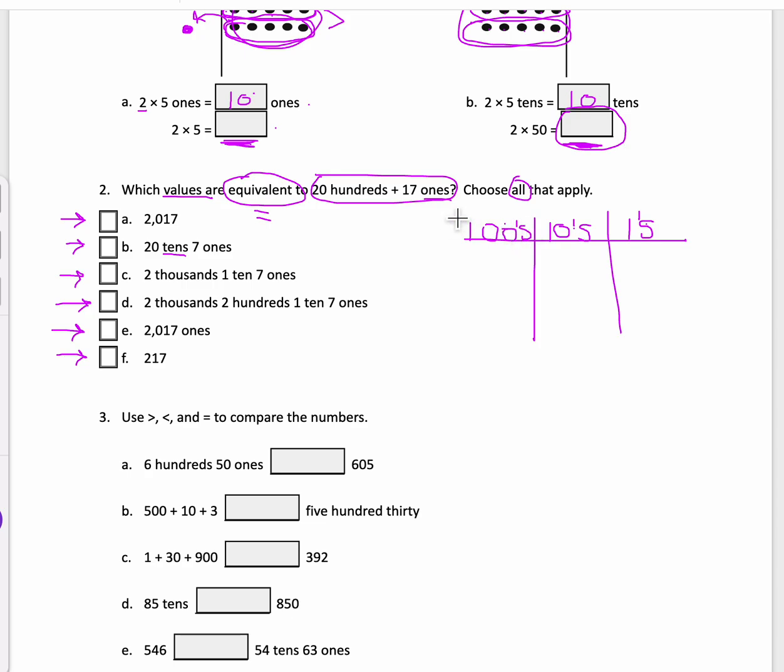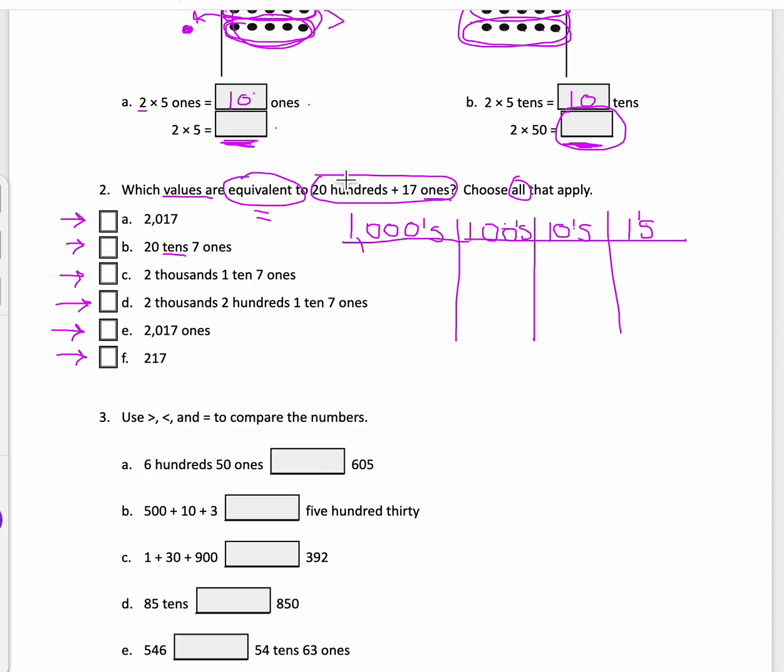Might be safe if you go ahead and use the thousands place. So I might need to extend that out here and then write the thousands place. So if you could plug in 20 hundreds and 17 ones in this chart, is there ways that you can group and make tens to move them into a different spot of the place value chart?